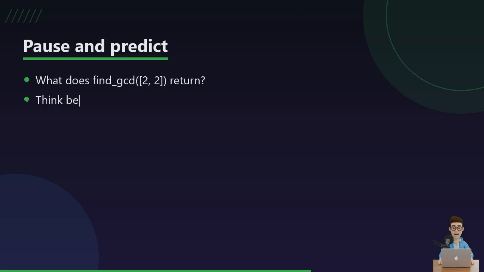Quick challenge for you. Pause the video for a second. What do you think find_GCD returns for the array 2? Lock in your answer before I show you.